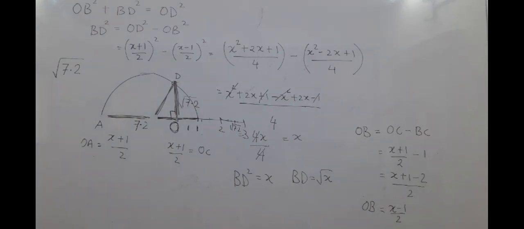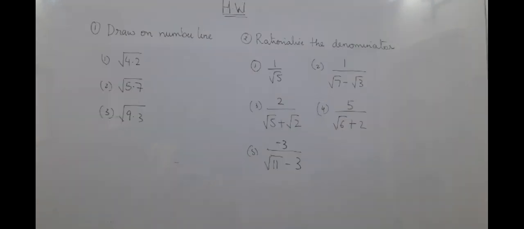So we have done 2 things today. We learned how to rationalize the denominator and how to draw square roots of decimals on the number line. So let us write down the homework now. There are a few sums in the textbook also. You will finish that, and now I have given you the homework. Draw on the number line root 4.2, root 5.7 and root 9.3, 3 separate sums, and for rationalizing the denominator I have given you 5 different sums. Okay, this is your homework.